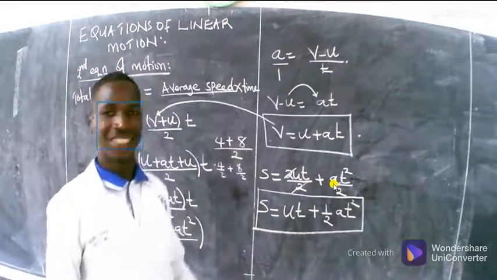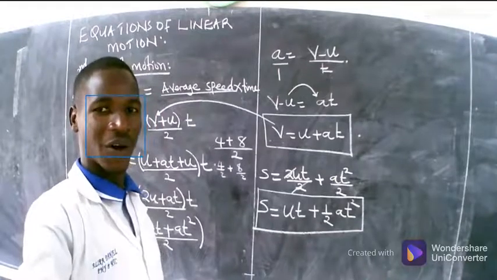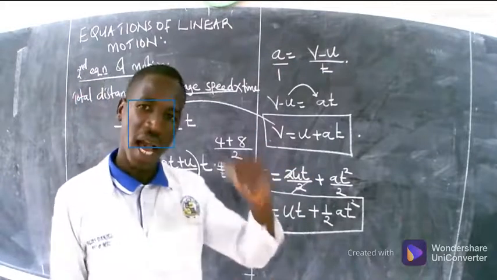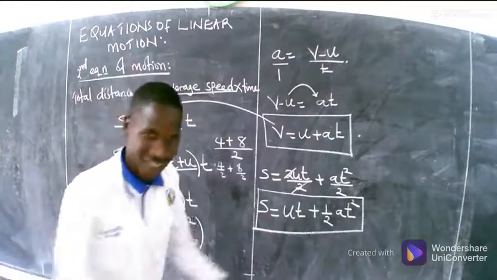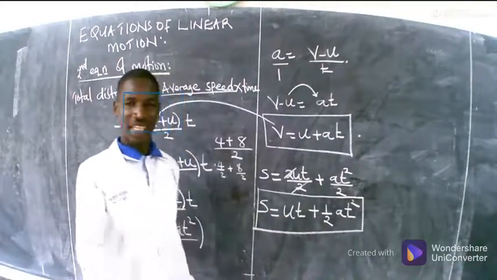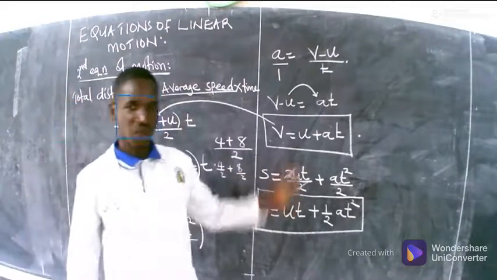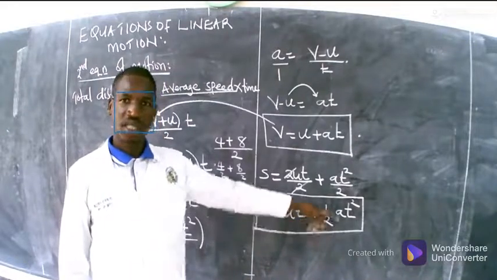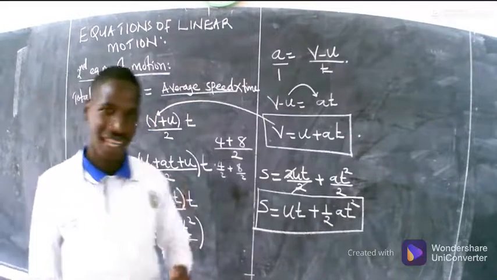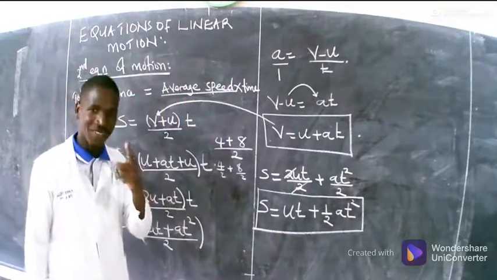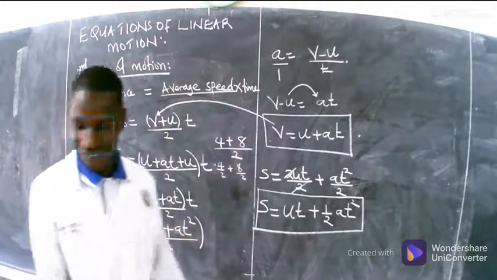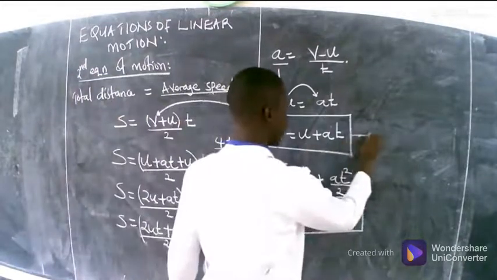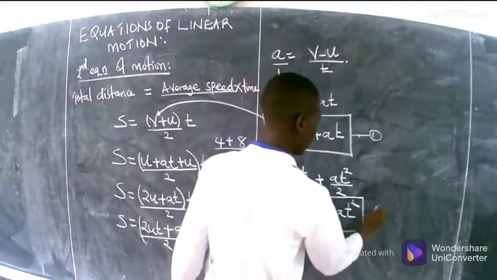A physicist like you, like me, must know that the second equation of motion says s equals ut plus a half at squared. Oh my gosh, this is real physics. s, the distance traveled, should be equal to the initial velocity u times the time plus a half of the acceleration times the time squared. I like that physics. Hope you like it too. So, this is the first equation of motion. This is the second equation of motion.